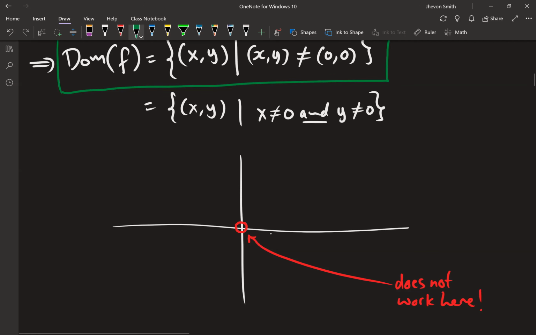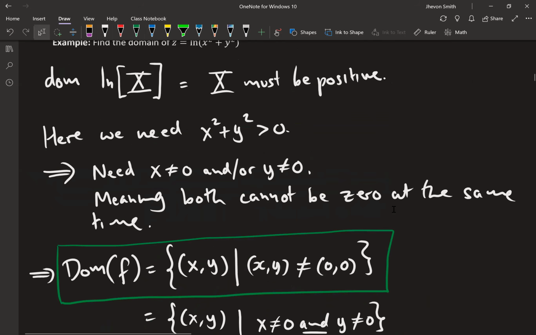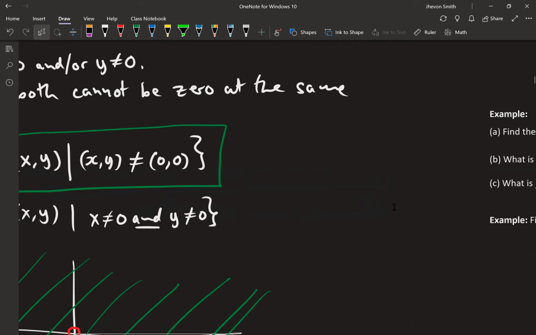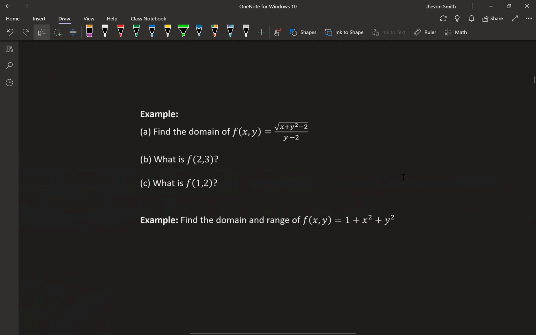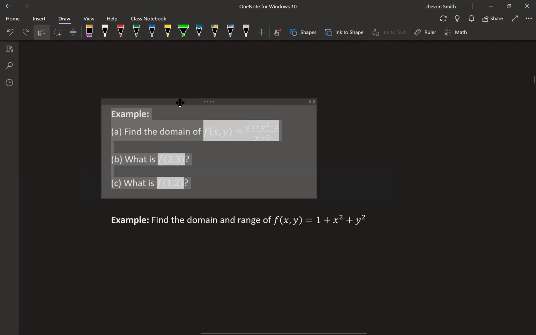However, everywhere else is fine. So the entire plane except the origin is going to be the answer here. That's the domain. Now, hopefully you guys are getting that, but we'll have other examples. Okay, so let's try this example right here.